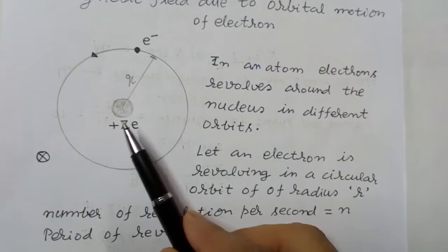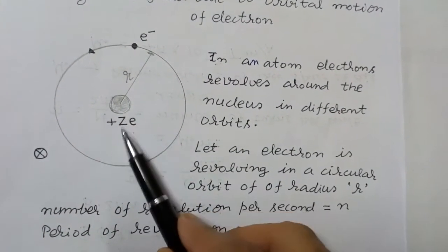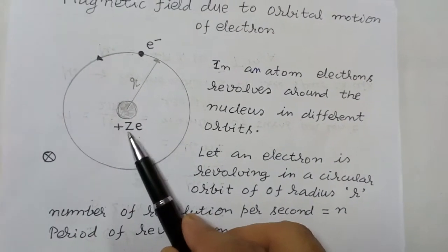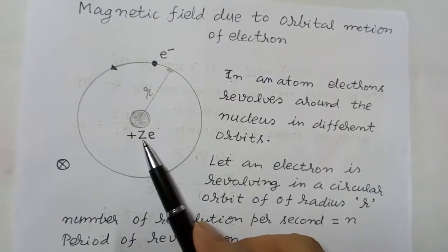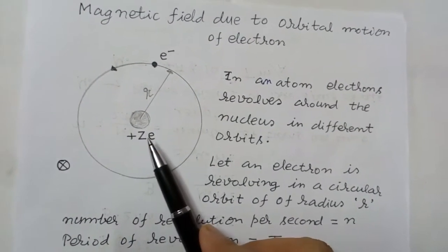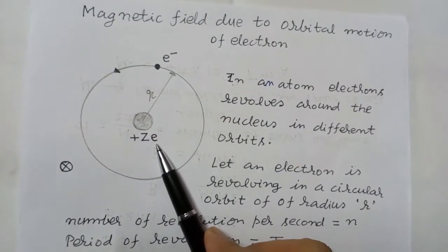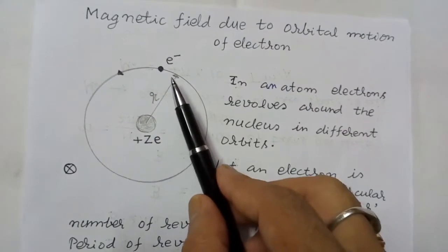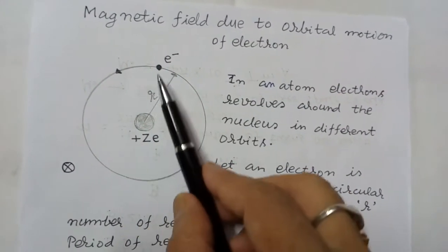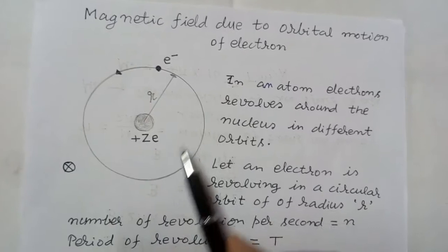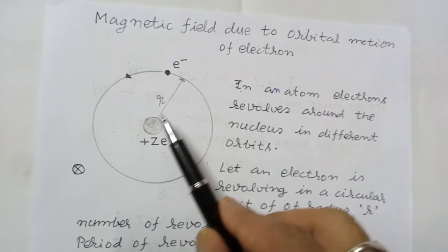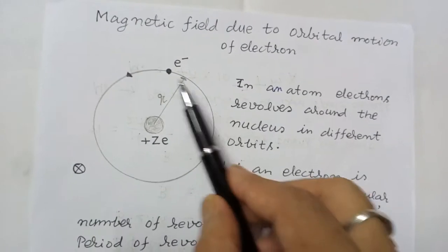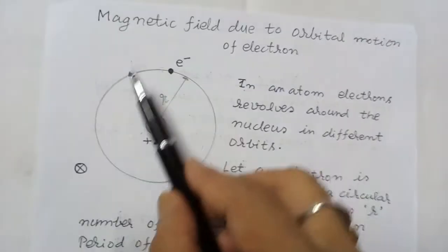So charge inside the nucleus is plus Ze, because Z number of protons are there, and charge on one proton is plus e. Now charge on electron is minus e. So this electron is revolving around the nucleus, suppose in a circular path of radius r. So this is the orbit of the electron.